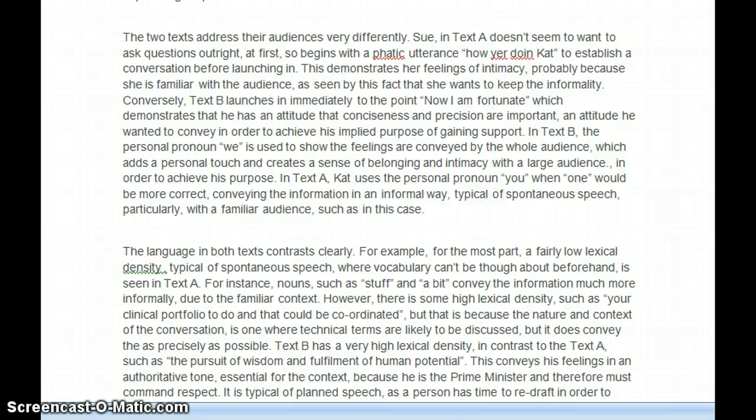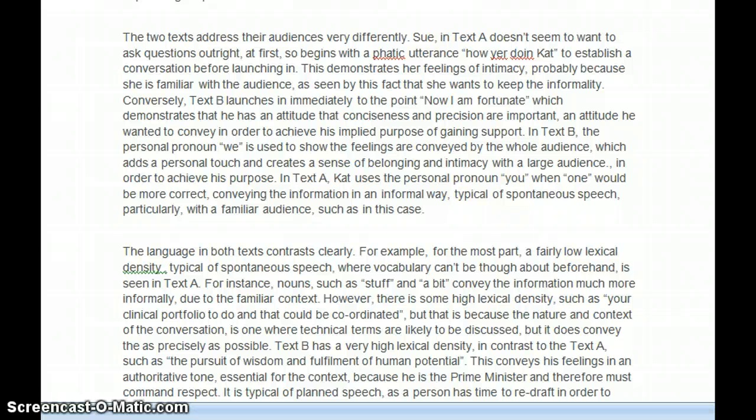In Text B, the personal pronoun we is used to show the feelings are conveyed by the whole audience, which adds a personal touch and creates a sense of belonging and intimacy with a large audience. You cannot possibly have intimacy with a large audience, so this student needs to stay away from that word, and I wouldn't personally use it in this context at all. It does add a personal touch, but this could have been explained further.